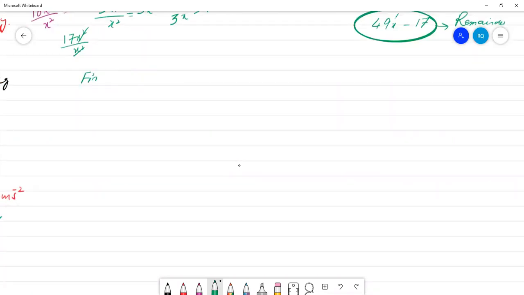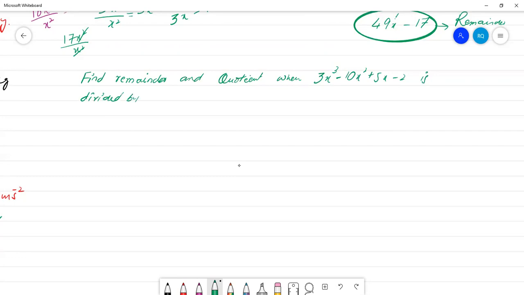Find remainder and quotient when 3x cube minus 10x square plus 5x minus 2 is divided by x plus 3.